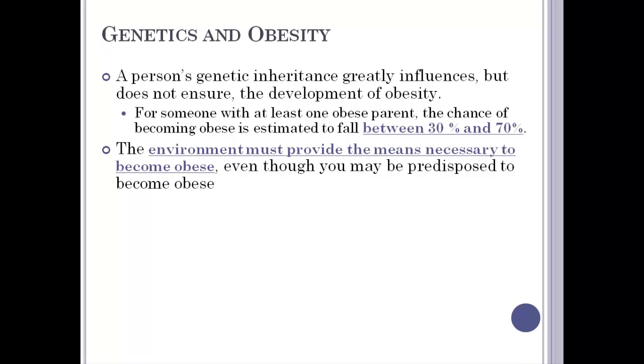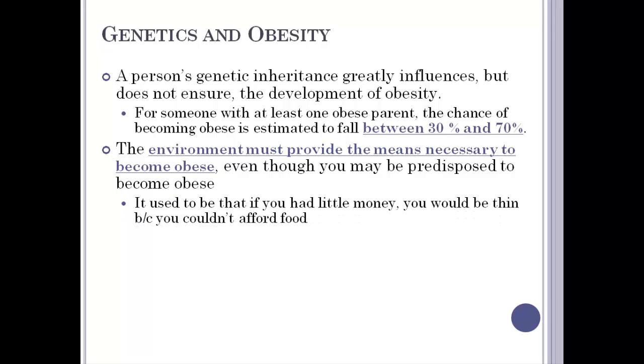The environment must provide the means necessary to become obese, even though you may be predisposed to becoming obese. So if you were an overweight child and you had overweight parents, but you move out on your own and you in your home keep healthier foods and try to be physically active, you are not going to become obese just because your parents were obese and just because you're an obese child. Lifestyle does intervene and make a difference.